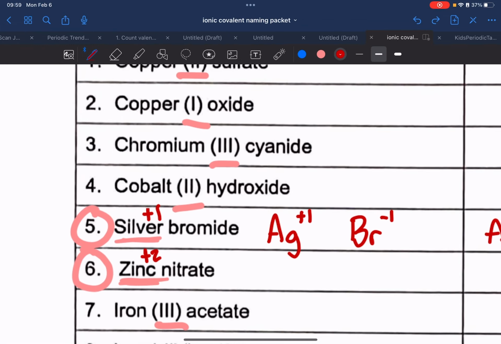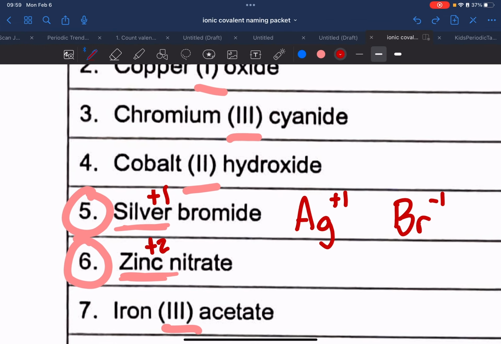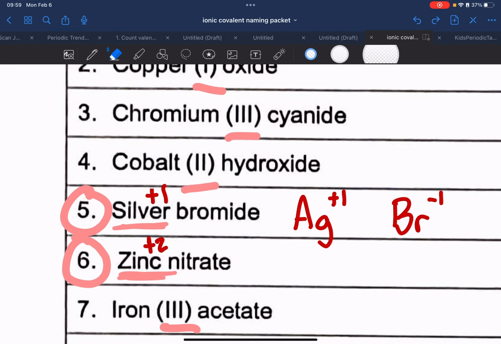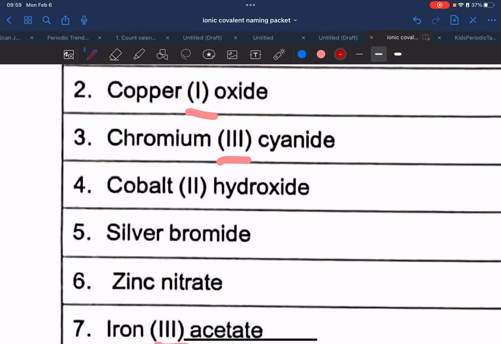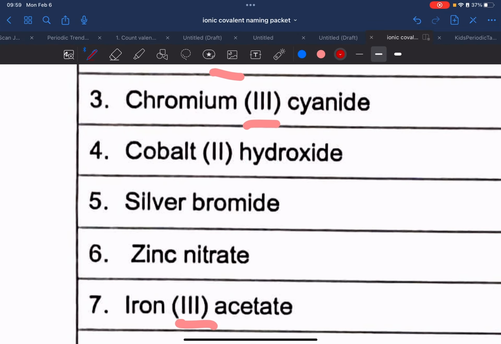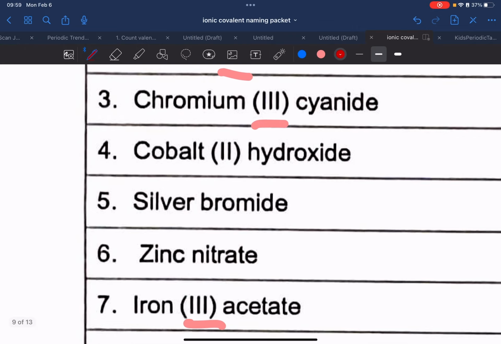Oh, one more thing. When you get to 5 and 6 on this page, you'll notice that silver and zinc do not have Roman numerals after them. So you might be thinking, how am I supposed to know the charge of a silver ion? Well, you're supposed to just know that silver always has a +1 charge, and zinc always has a +2 charge.